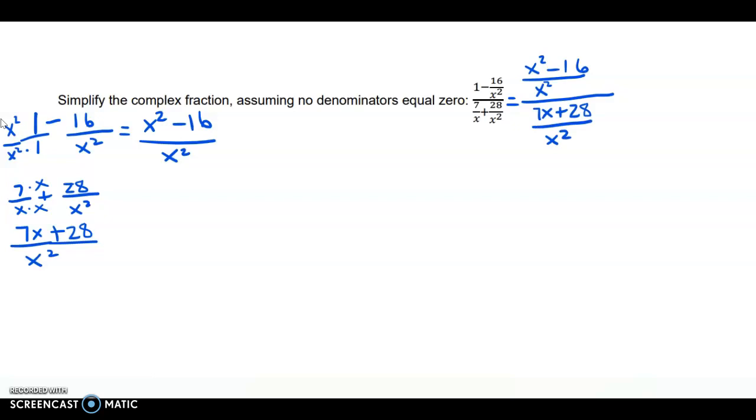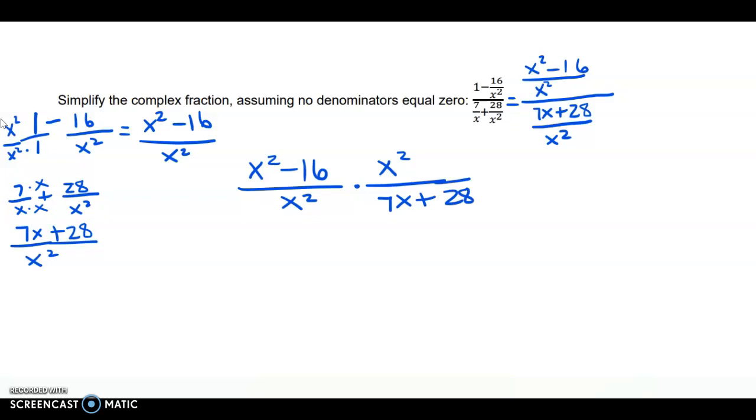Now we have just a fraction over a fraction. If we have a fraction over a fraction, we just flip and multiply the bottom one. So we had x squared minus 16 over x squared, and we'll flip and multiply, so make this times x squared over 7x plus 28.